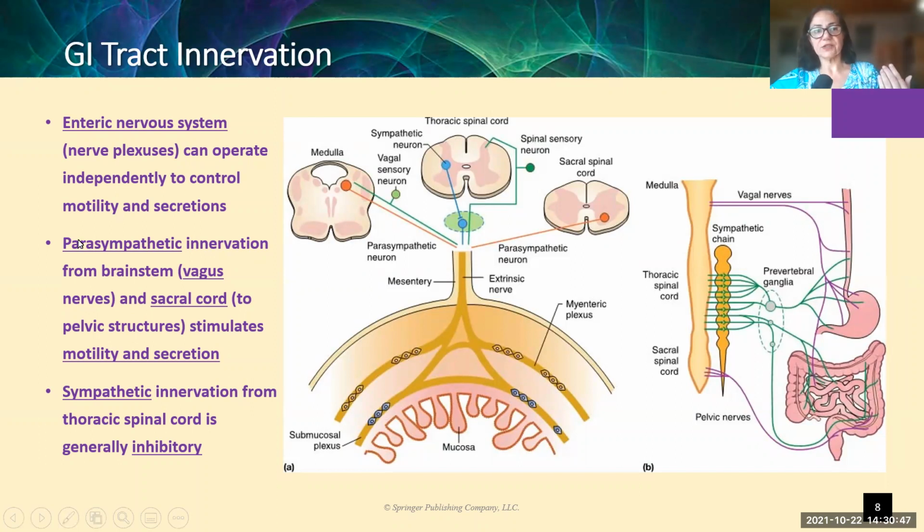But as we mentioned, there's parasympathetic and sympathetic innervation that can help speed things up or slow things down. It's parasympathetic, like always, along the vagus nerve. This last little bit, the sacral cord, this is kind of the end of the digestive system. So this is the part that controls, like, is it time to go poop now?